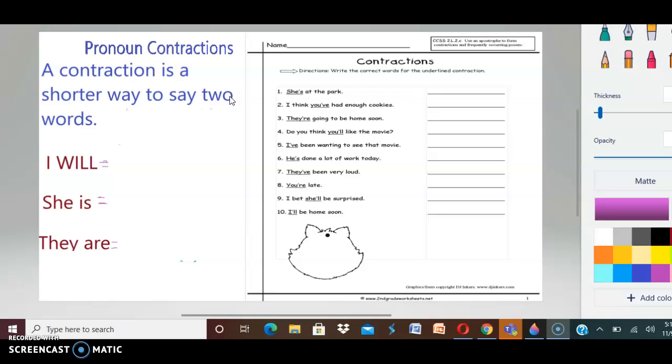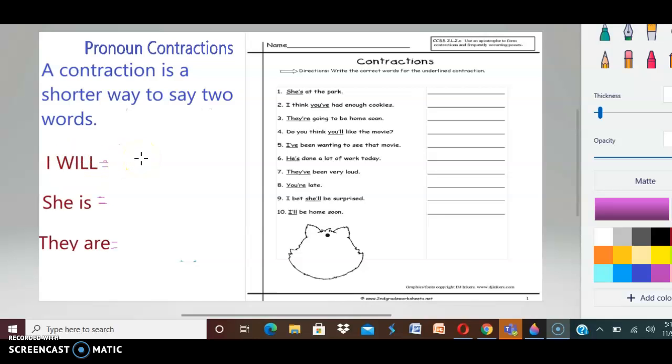We are doing contractions with personal pronouns, and we know what our pronouns are. Words like I, he, she, it, they, and more. So what is a contraction? A contraction is a shorter way to say two words. So instead of saying two words, we make it short. And when we make the words shorter, we replace the missing letters with an apostrophe.